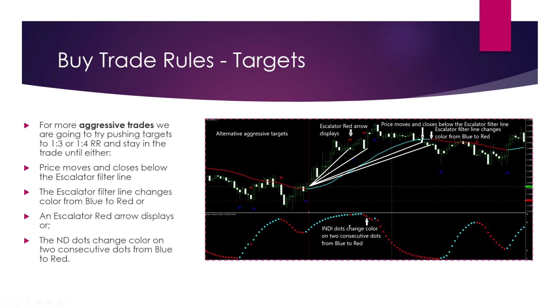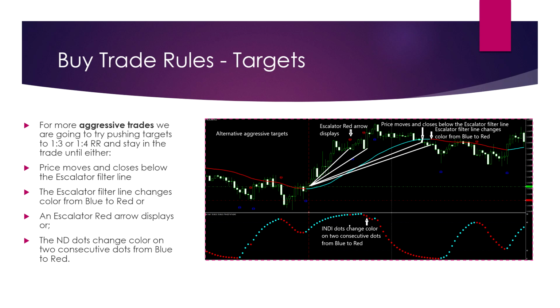For more aggressive trades, we are going to try pushing targets to 1 to 3 or 1 to 4 risk reward and stay in the trade until either price moves and closes below the escalator filter line, the escalator filter line changes color from blue to red, or an escalator red arrow displays, or the ND dot changes color on 2 consecutive dots from blue to red. So more or less, conservative and aggressive trades are the same.